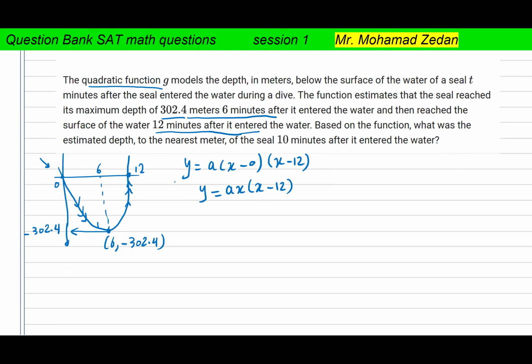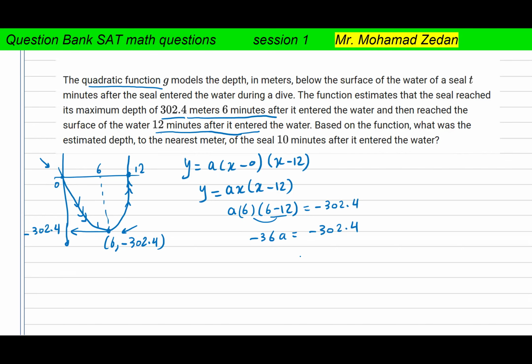I form the equation now by using the x-intercept. I can find the value of a by using the vertex. Substitute into a times (6 minus 12). The answer must be negative 302.4. Okay? So what can I solve now? 6 minus 12 is negative 6, multiplied by 6, negative 36a, which is negative 302.4.